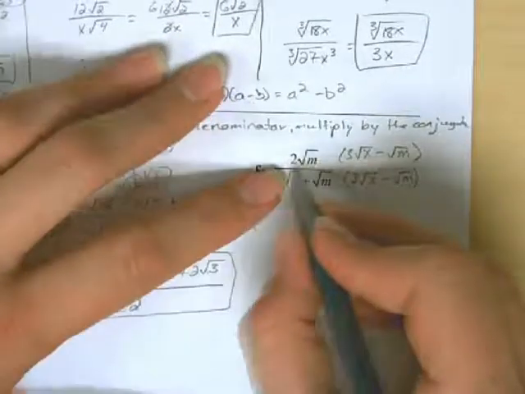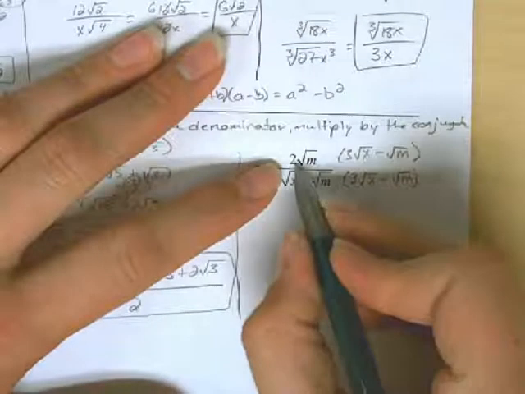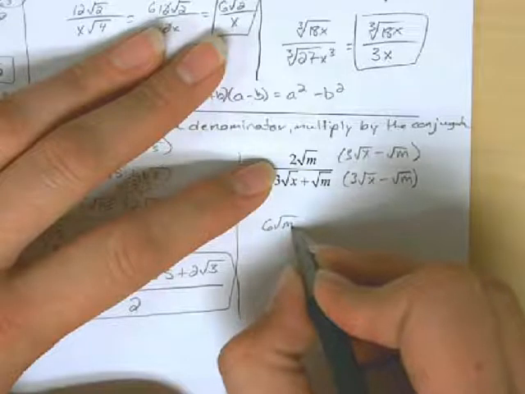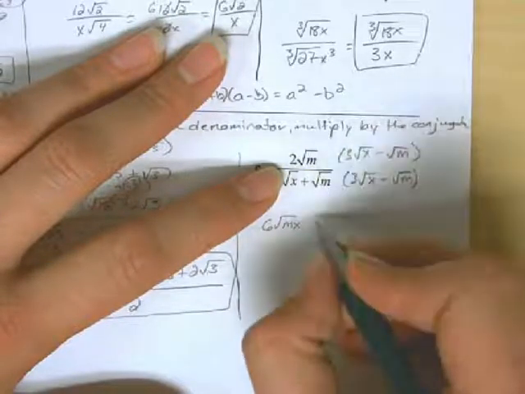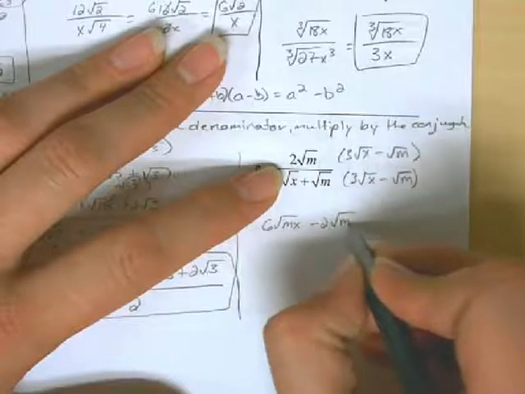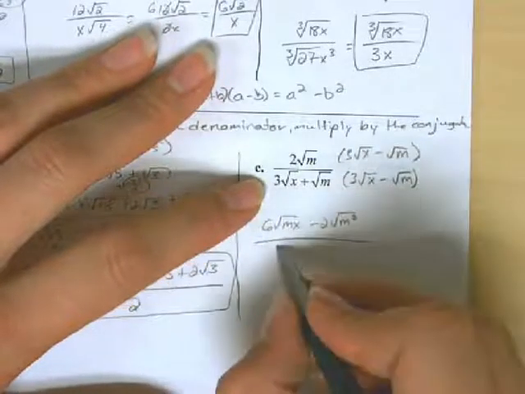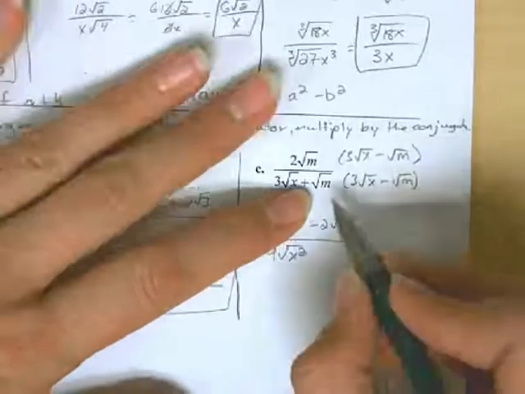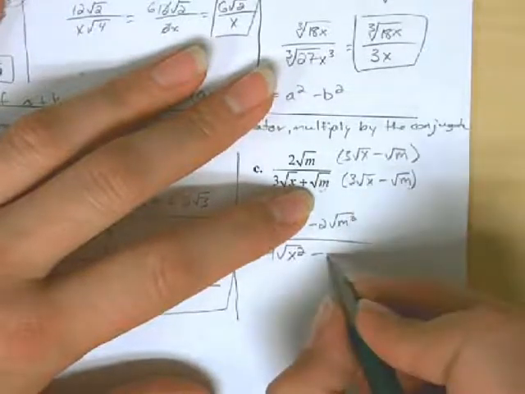So on top, it's going to distribute. So 2 root m times 3 root x gives me 6 square root of mx. 2 square root of m times negative square root of m makes negative 2 square root of m squared. Go on to the bottom. 3 square root of x times 3 square root of x makes 9 square root of x squared. Middle terms will cancel, so I'm just going to skip to the last term. Square root of m times square root of m makes negative square root of m squared.